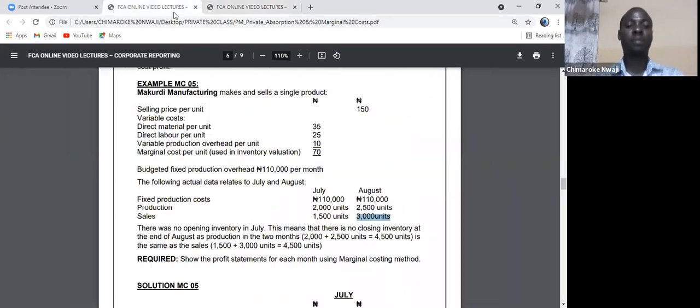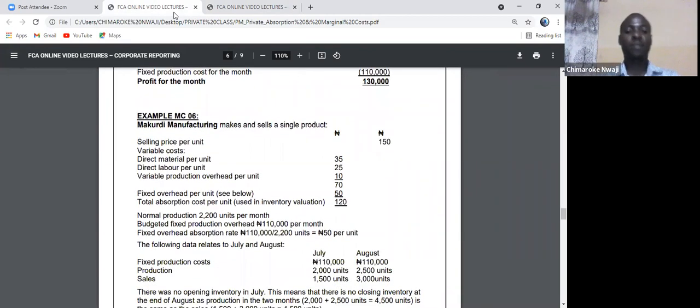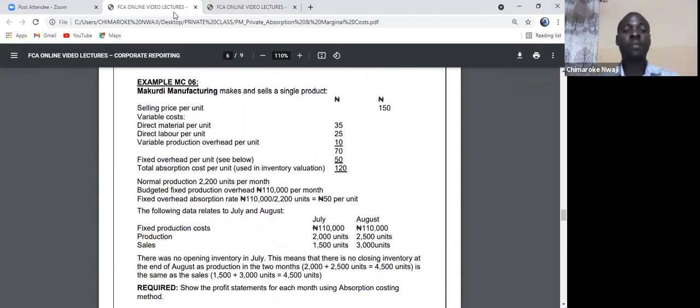Okay, so let's look at example 6. Example 06. It's the same thing. Makurdi Manufacturing makes and sells a single product, with the same information. Now, the only difference is this. This is our 70 naira as before, but now we have a fixed overhead per unit, and we are told to see below, which gives you 50 naira.